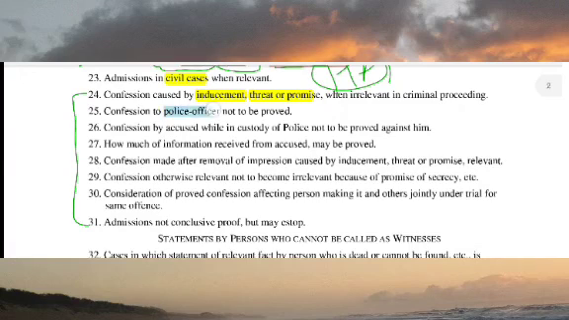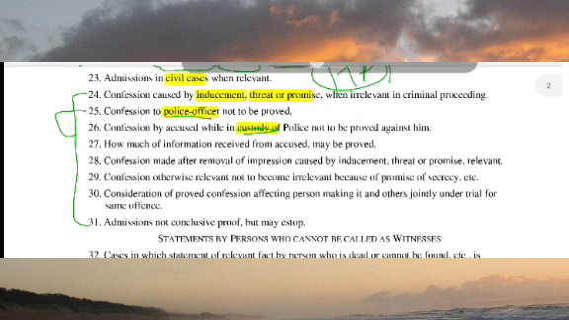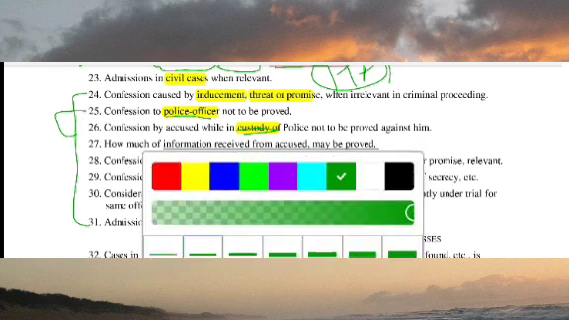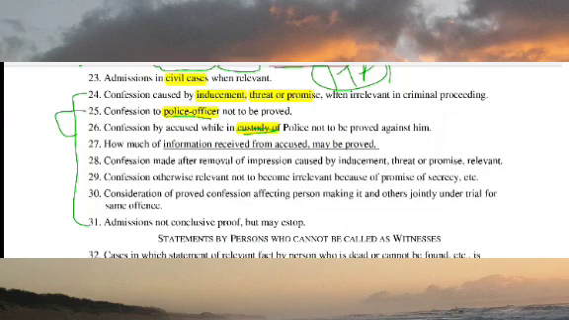Confession to police, 25. Confession by accused in custody of police. The difference between 25 and 26 is that 25 is to police, 26 is while in the custody of police. 27 is how much of information received from accused may be proved. As per 27, if there is any discovery, then the confession is relevant and admissible. 27 is an exception to 25 and 26.